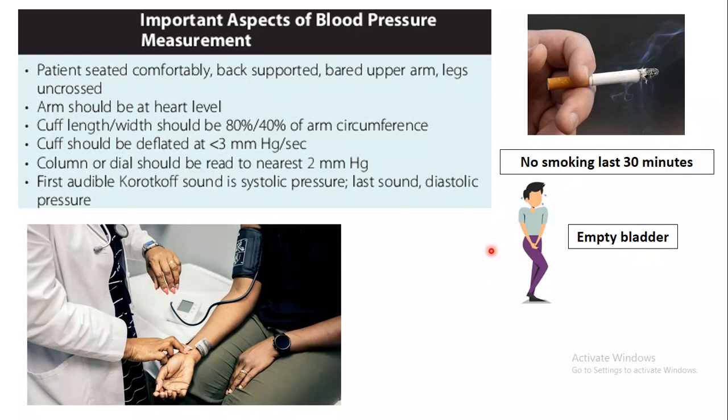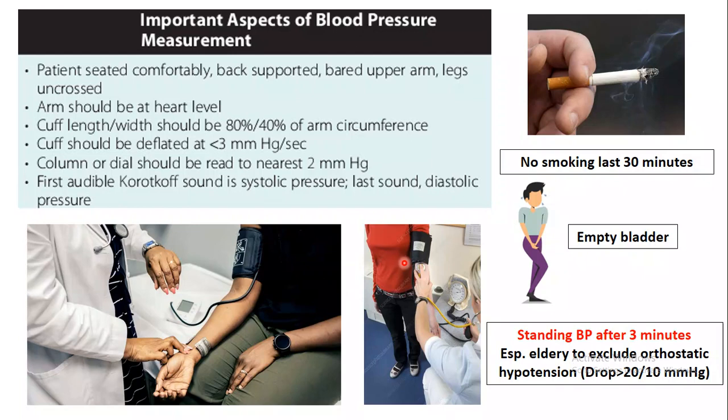We should also take three different measurements with a couple of minutes between each other, and take the average of the last two readings for recording of blood pressure. And for the first time, we should record on both arms, and if there is a difference between both arms, we take the higher one.